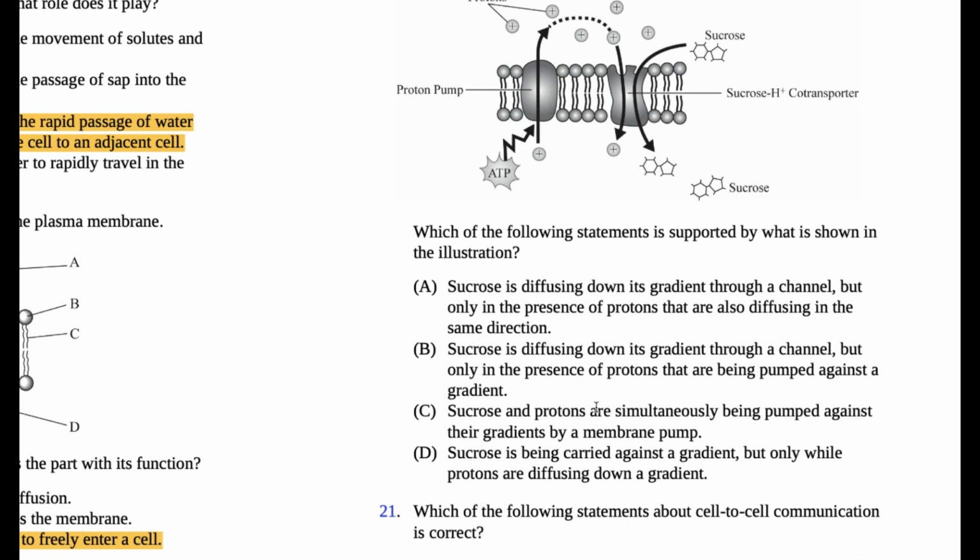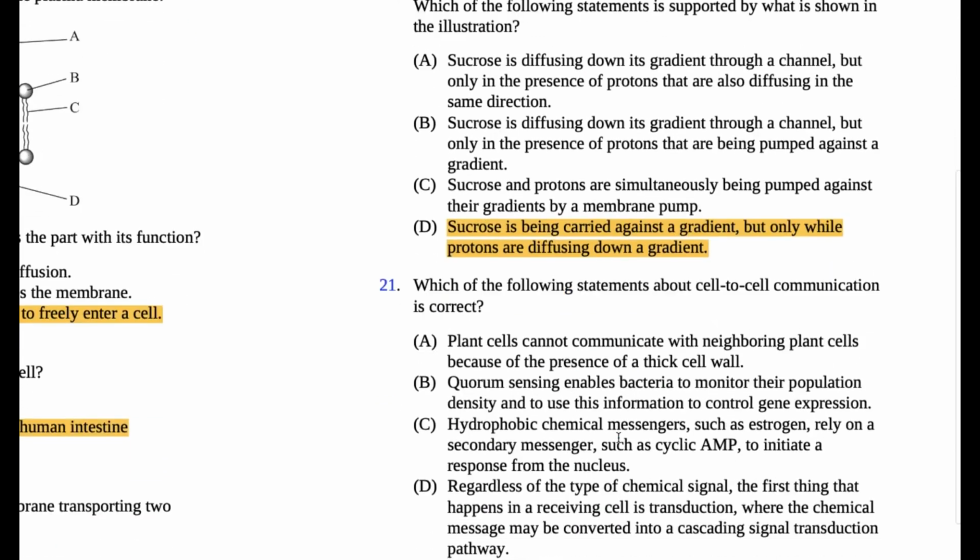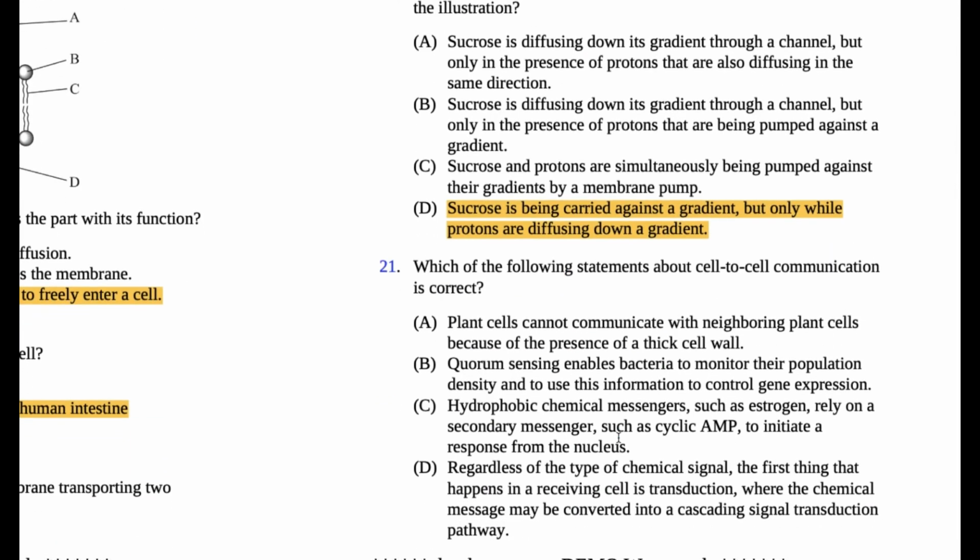Sucrose and protons are simultaneously being pumped against the gradient. This is not true because protons are actually moving along their gradient. So that leaves C. Sucrose being carried against a gradient while protons are diffusing down a gradient, which is exactly what I've been discussing with you. Which of the following statements about cell-to-cell communication is correct?